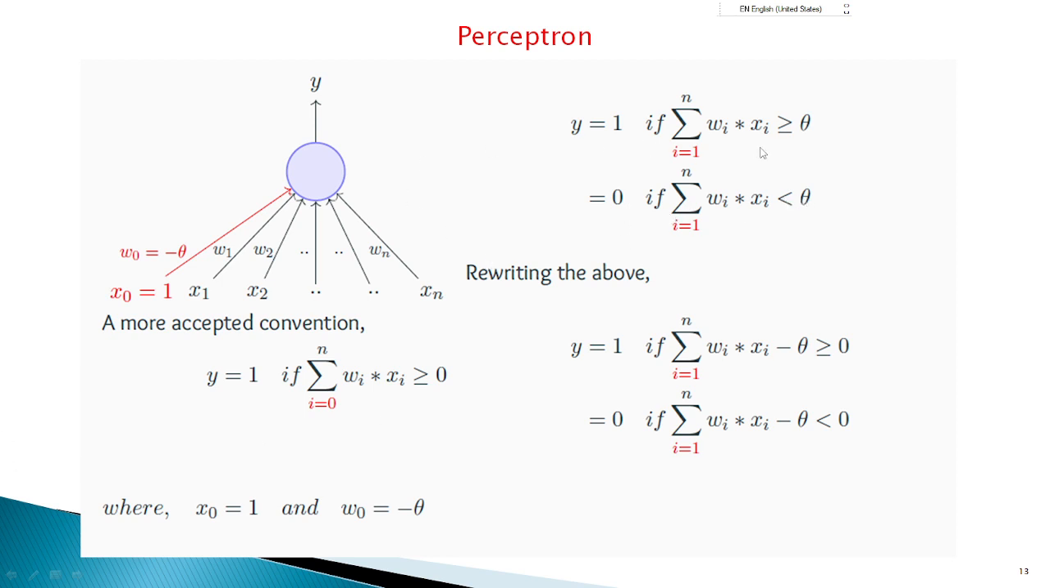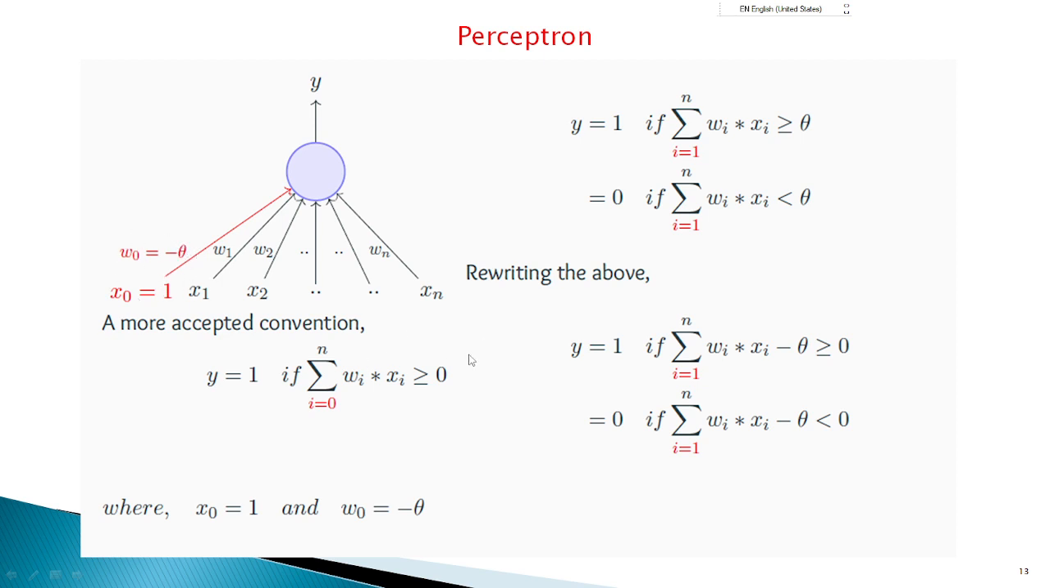I can rewrite and rearrange these equations. You can bring theta to the left-hand side, so you get the expression greater than or equal to 0. Then I can put x0 as 1 and bring i equal to 0 into the summation, Wi xi. So what is x0? X0 is 1. What is W0? W0 is minus theta. This is called the bias.